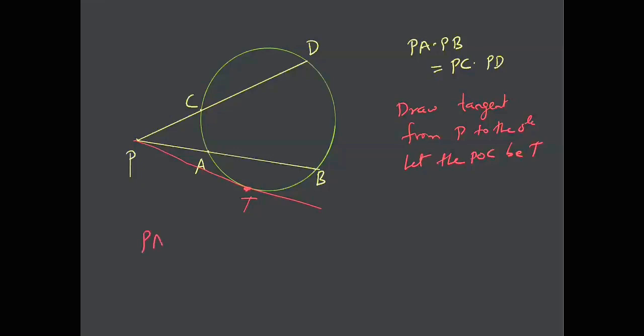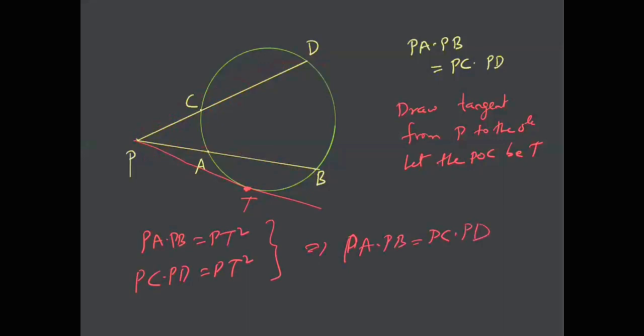So we know that PA into PB is PT square. Also, we can say that PC into PD is PT square, right? Because this is a secant which cuts the circle at two points C and D. So PC times PD is also PT square, and PA times PB is also PT square. So then simply I can say that PA times PB is equal to PC times PD.